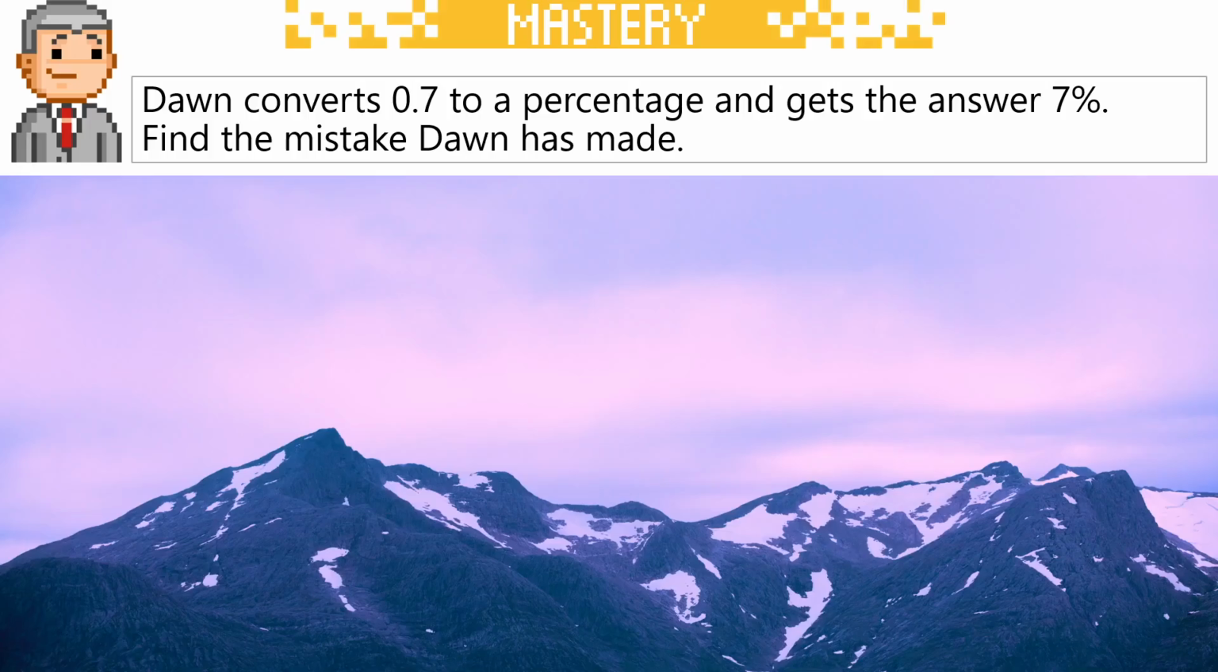Let's finish with this. Dawn converts 0.7 to a percentage and gets the answer of 7%. Find the mistake Dawn has made. If you know, write it in the comments below.